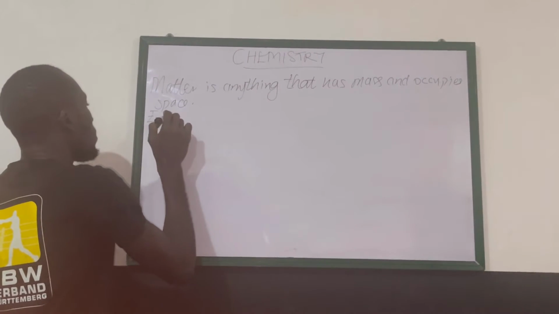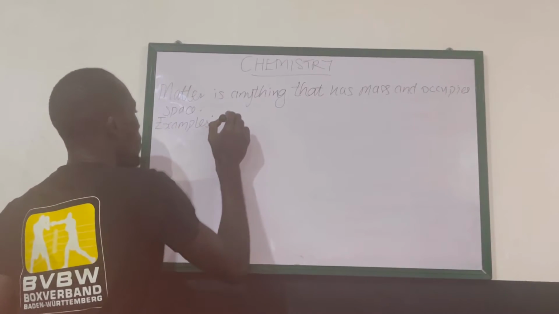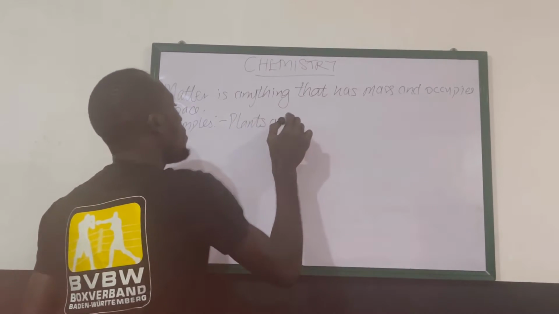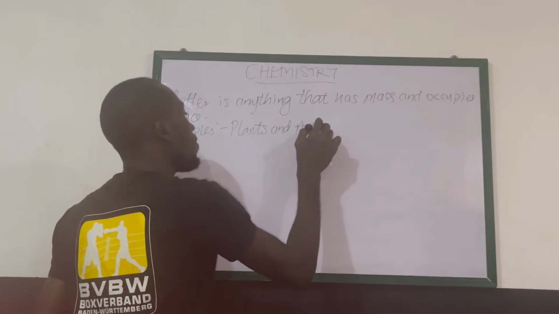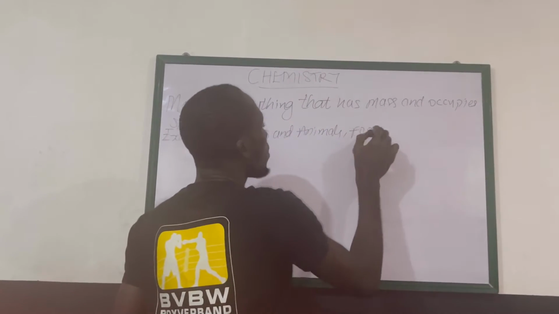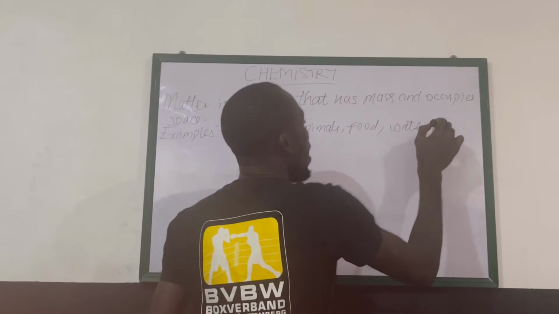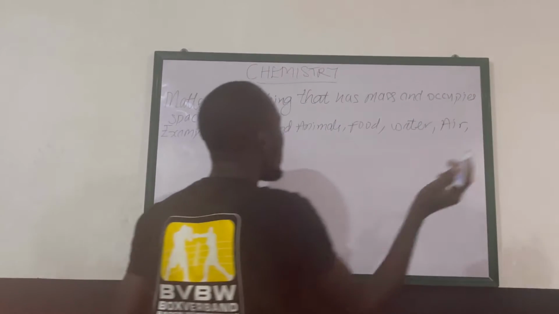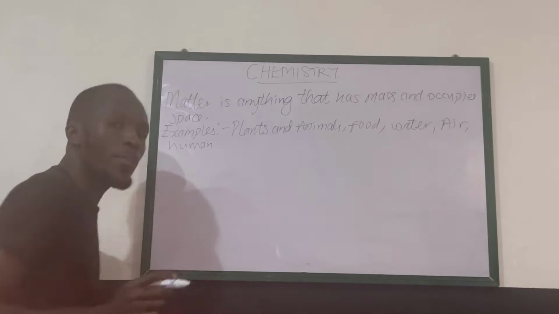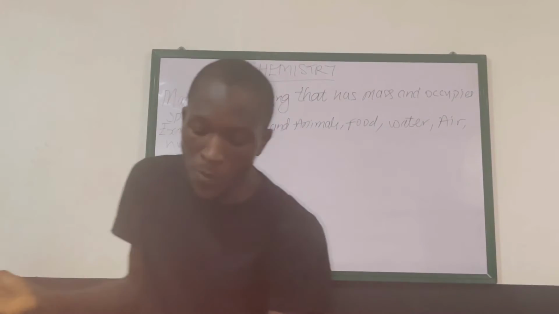Now, I'm going to be giving us some examples of matter. Plants and animals are examples of matter. Food that we eat is an example of matter. Water is an example of matter. Air that we breathe is an example of matter. We humans as well, we are examples of matter. All these things that I've listed above are typical examples of matter.